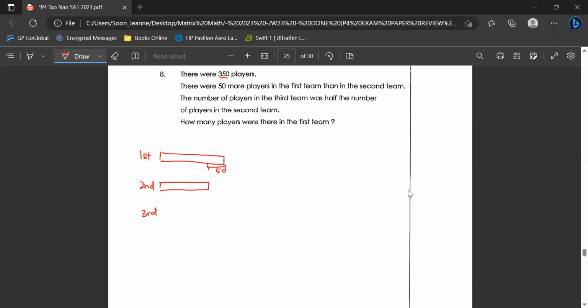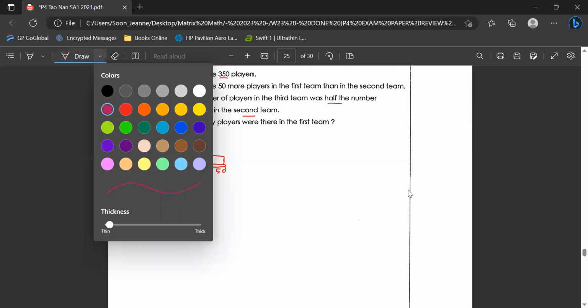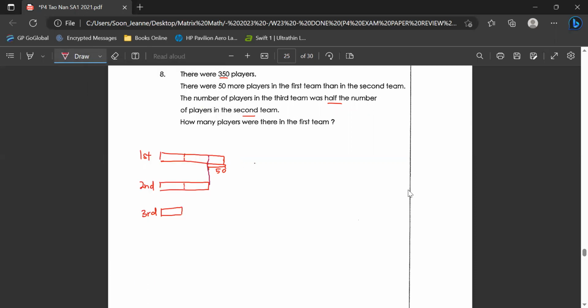Then it says that the number of players in the third team was half the number of players in the second team. So that means the third team will have half less than the second. So I'm going to cut this into 2. So the third team is just 1 unit of the second team. So if I cut this, I'm going to cut this also. Don't forget that this is actually the difference. Don't get mixed up. This is the difference of 50. Okay. So total, we have 350 players.